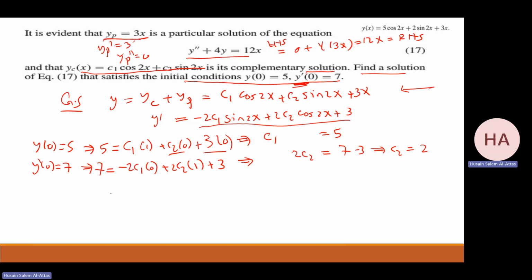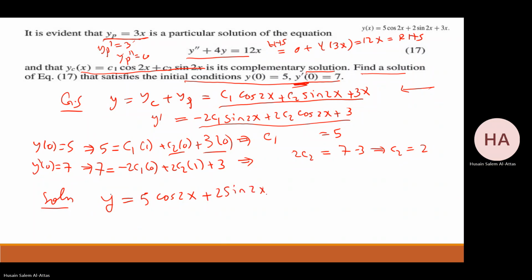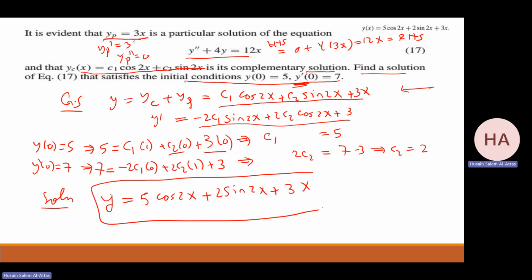So now what will be my solution? y equals, c1 is 5, so I plug it here: 5 cosine 2x, and c2 is 2, plus 2 sine 2x, plus the particular one, which is 3x, and that will be my solution, which is this one.